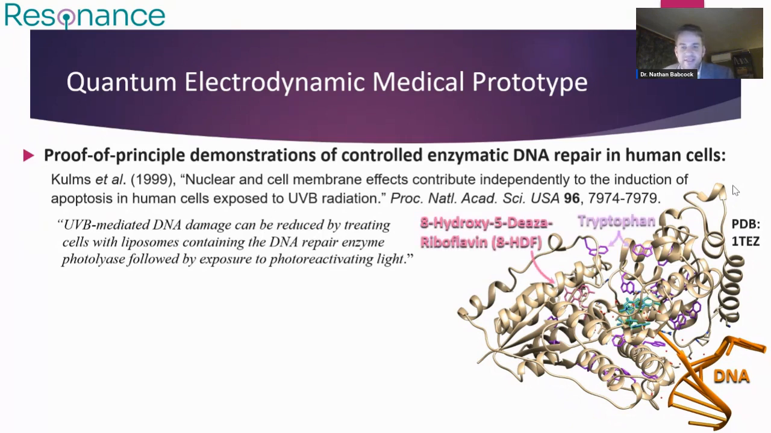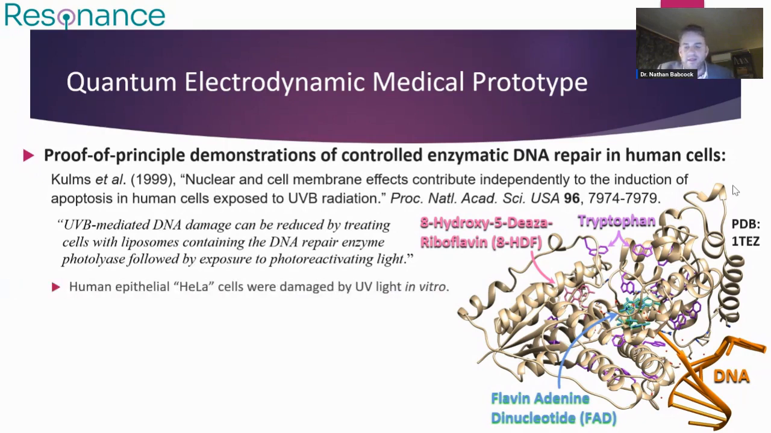Now, if we see the photolyase molecule taken from the protein data bank, it binds to DNA and the various light-sensitive factors such as 8-HTF, tryptophan molecules, and the main cofactor, flavin adenine dinucleotide, can absorb light and use the energy from that light to repair damaged DNA. Human epithelial HeLa cells had been damaged by UV light in the study in vitro.